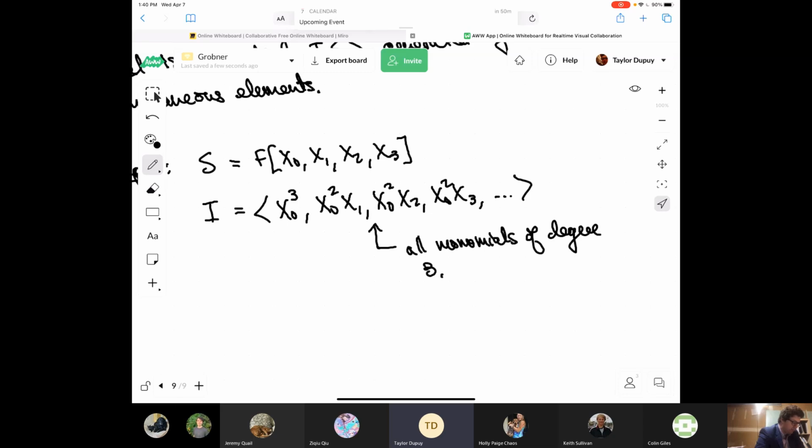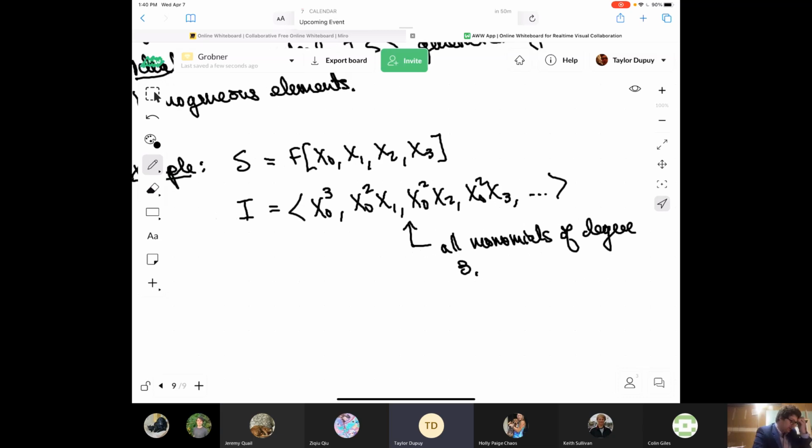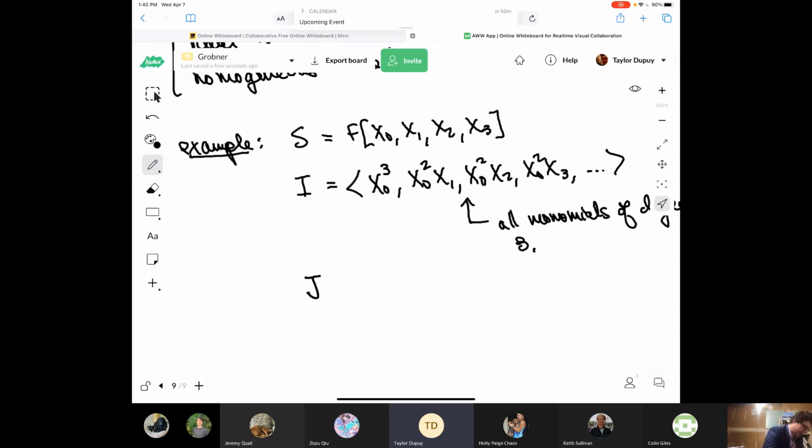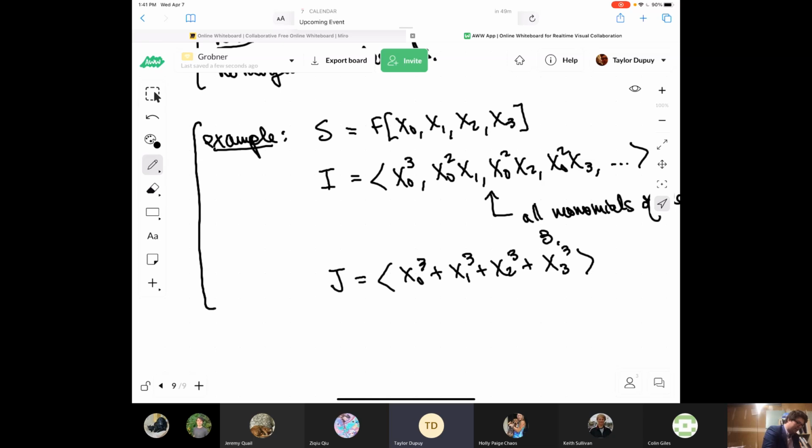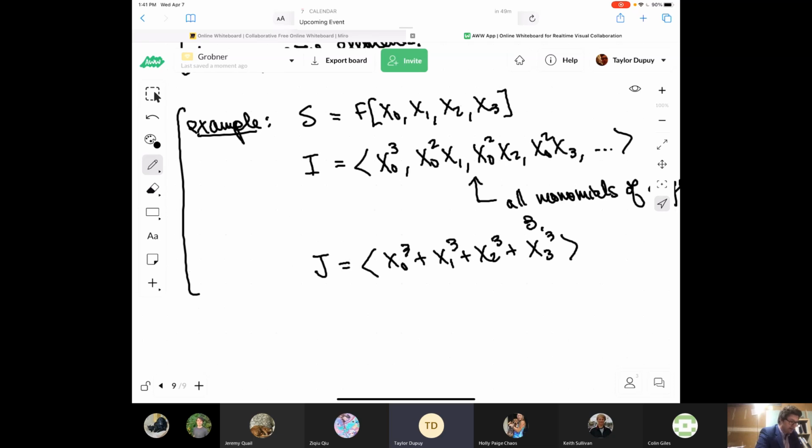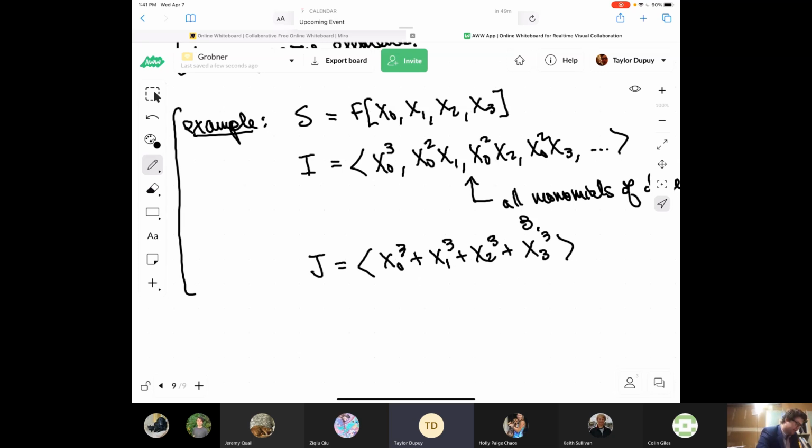So what's the point of this? Here's one example. You could do J, something even simpler: x1 cubed, x2 cubed, x3 cubed. Okay, so that's a simple one. One reason that we care about homogeneous ideals is that the zero sets of them are well defined in projective space. Just kind of an aside.